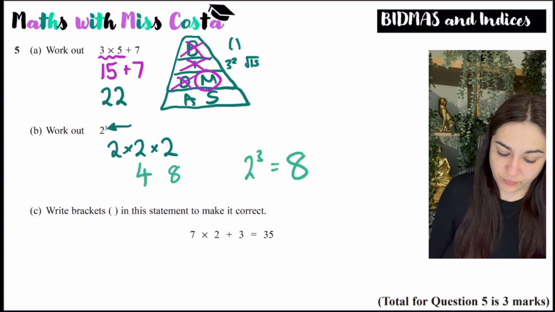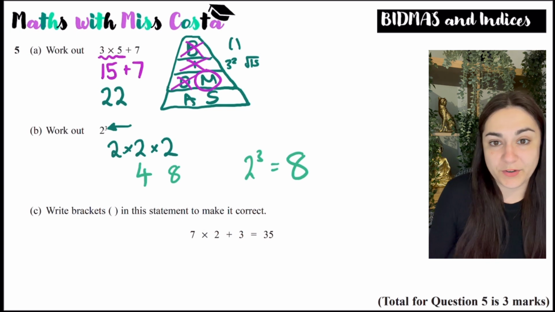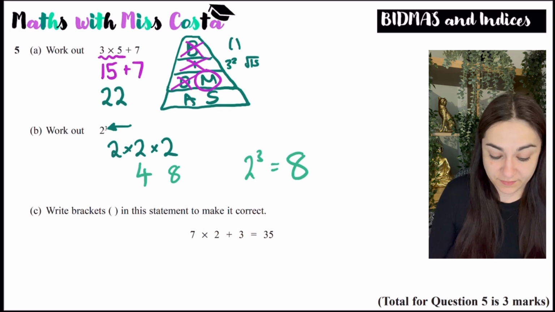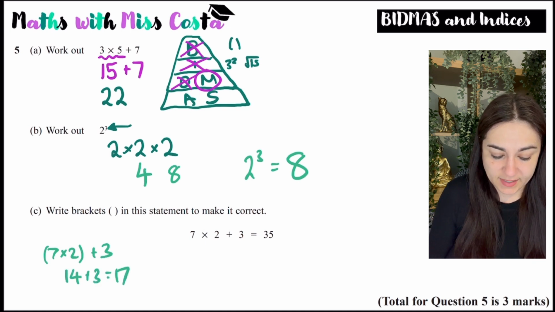Finally, I need to write brackets in the statement to make it correct. So I need to figure out which order I need to do things in order to get to 35. If I did 7 times 2 plus 3, well, 7 times 2 is 14, 14 plus 3 is 17. So I know that wouldn't work. So let's try something else.